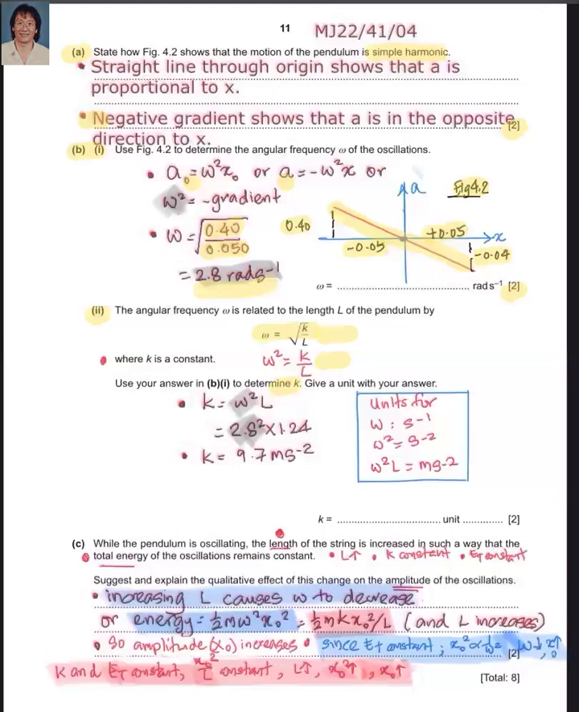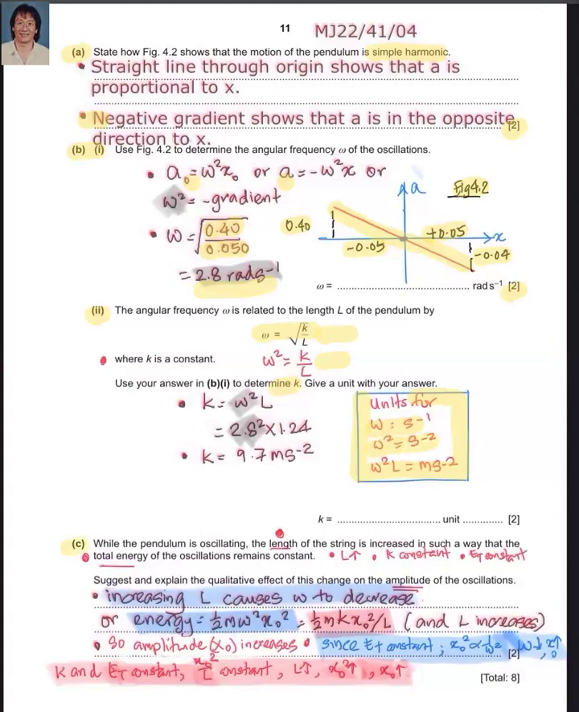As to why the unit is meter per second square, this is the reason. The unit for angular frequency is per second. Omega square is per second square. The unit for length is meter. Therefore, omega square L is meter per second square, which is the same unit as your acceleration.